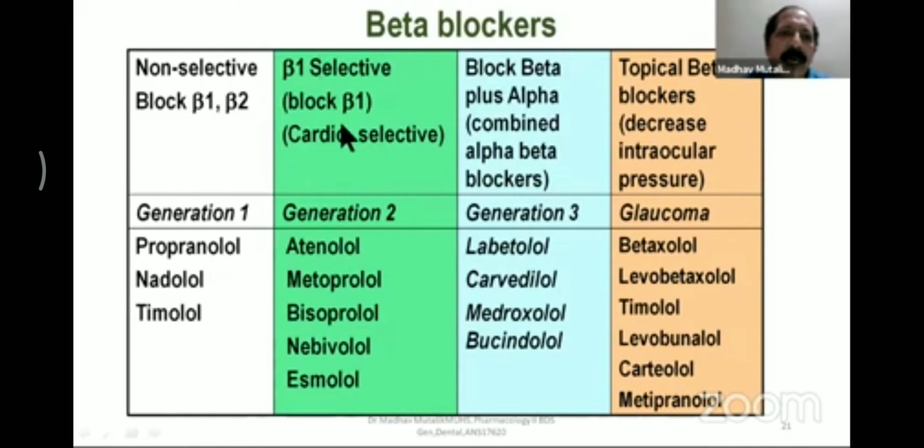And there are drugs which are cardioselective, which preferentially block beta 1 receptor. And there's minimal action on beta 2 receptors. They are called generation 2. And they are more commonly used: atenolol, metoprolol, bisoprolol, etc.